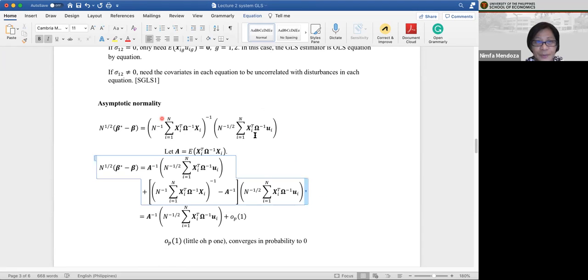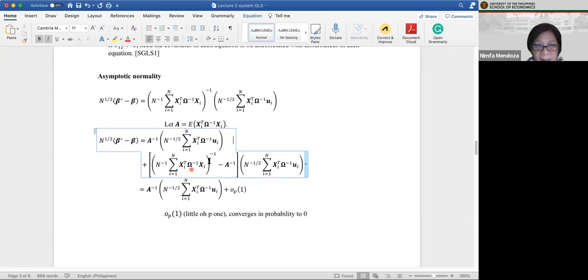Okay, so we're left with this expression. And then we added and subtracted the same quantity. Okay, but it is this multiplied by this. So you would get the first term, and the second term would be an expression that converges in probability to 0.